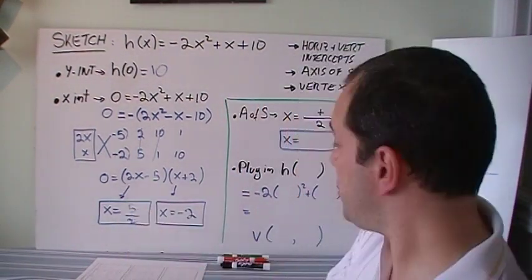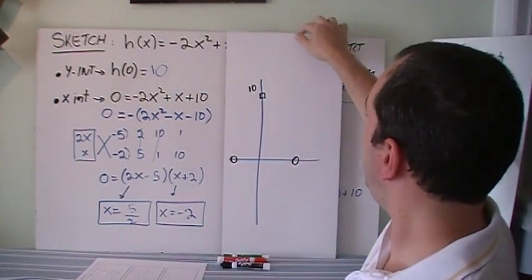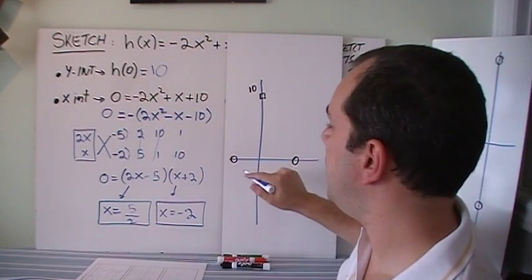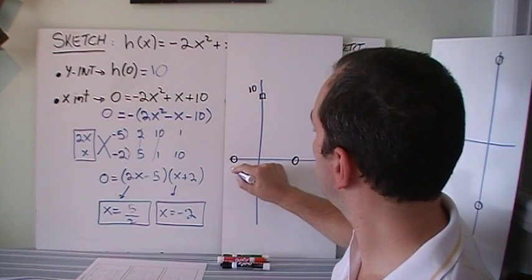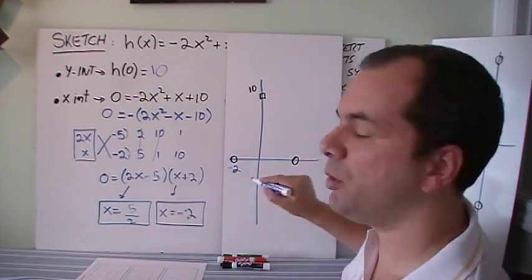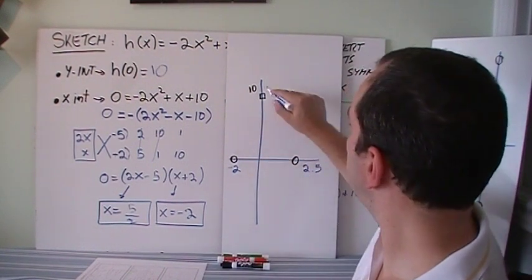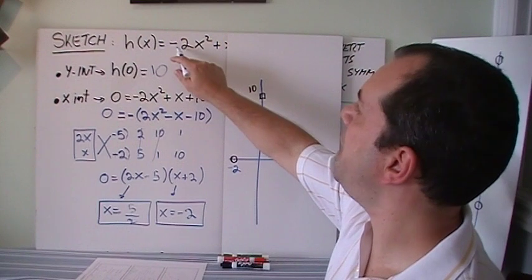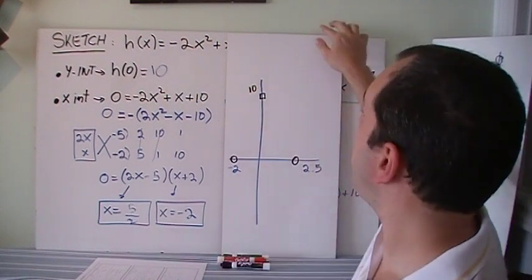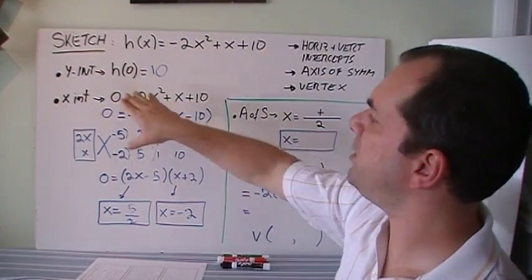Okay, so we're going to start sketching. I'm going to borrow this for a sec. I have that my y-intercept is 10, and my x-intercepts are minus 2 and 5/2, which is 2.5. So it looks like it's going to open down. Does it make sense? Well, it's a negative a value, so yes, it will open down. And that so far matches. Okay, so I got the y-intercept and the x-intercepts.